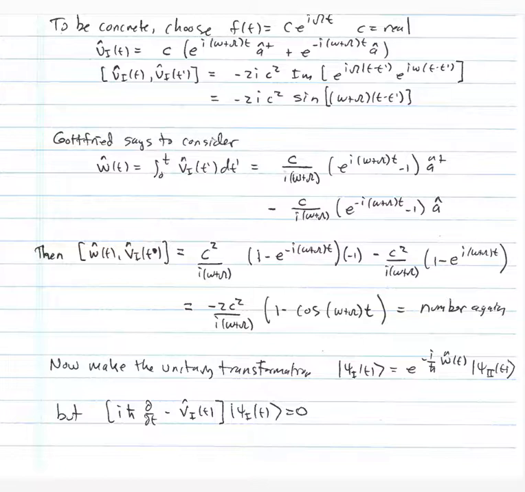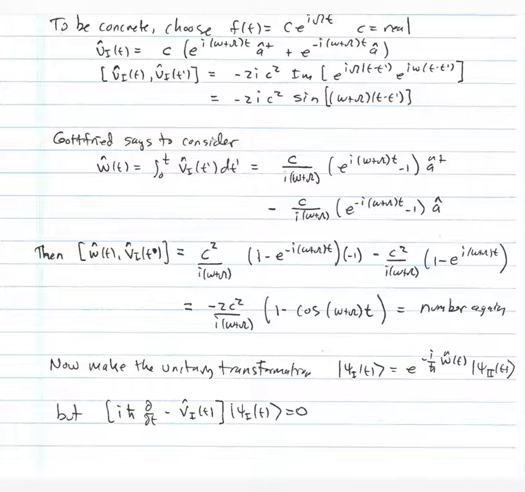Okay, armed with this, now that we have an explicit expression for W(t), we can calculate the commutator of W(t) with V_I(t). Note that I'm doing this commutator at the same time. This is not a commutator between two different times t and t'. It's a commutator between two objects at exactly the same time.